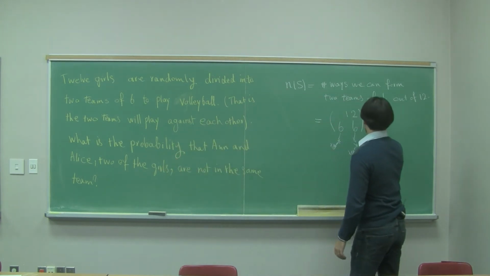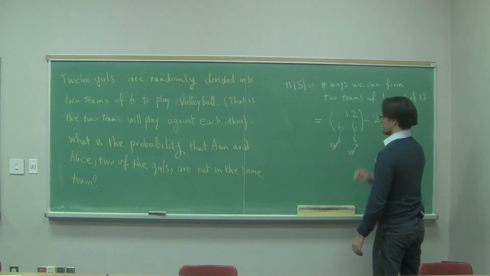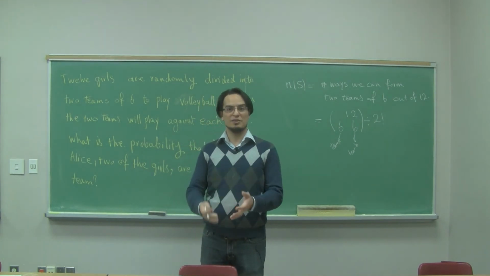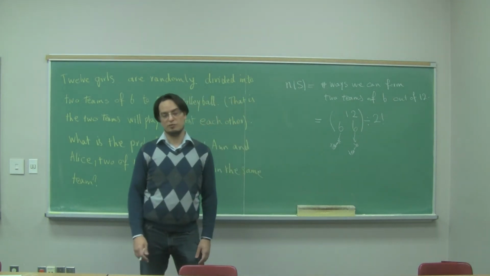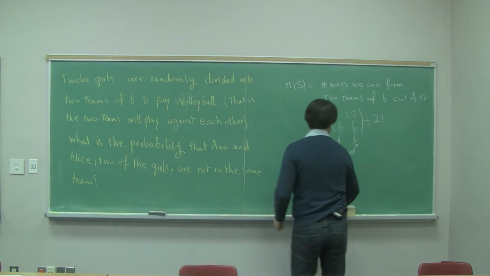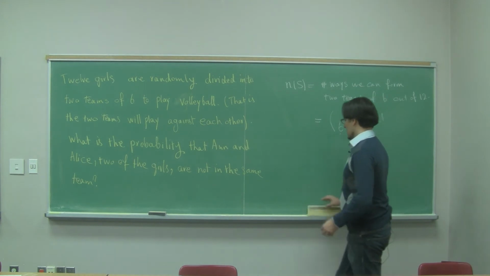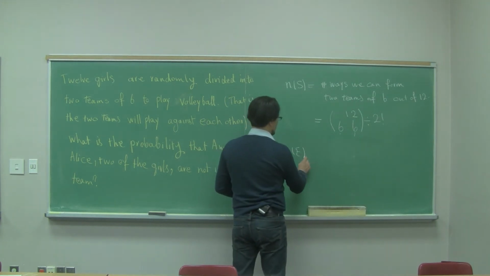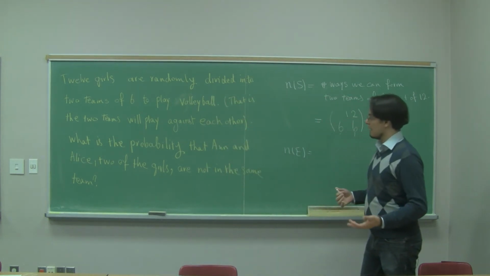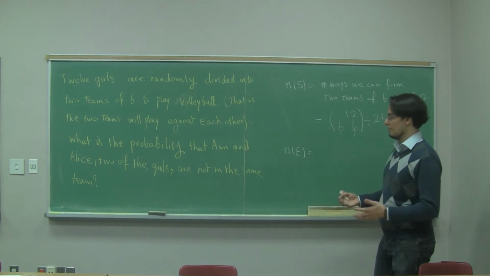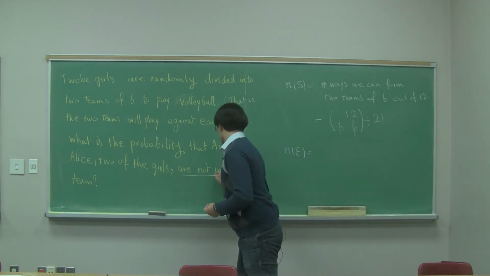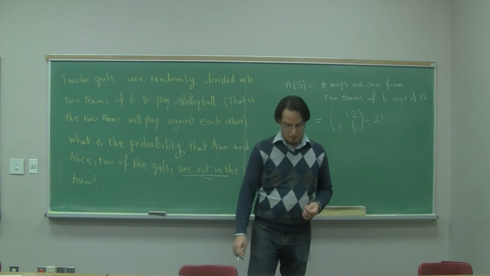So that means that to get the exact number of ways we can form two teams of 6, I have to divide that number by 2 factorial, the number of ways I can permute team A and team B. So that's n of S. How about n of E? n of E is the number of ways we form two teams such that Anne and Alice are in different teams. So they are not in the same team.